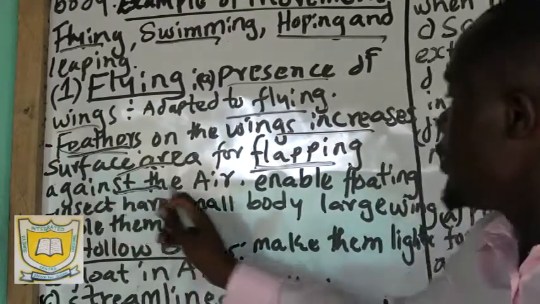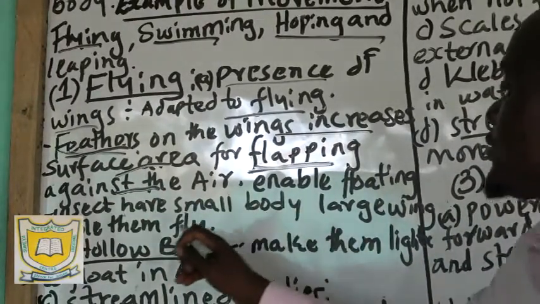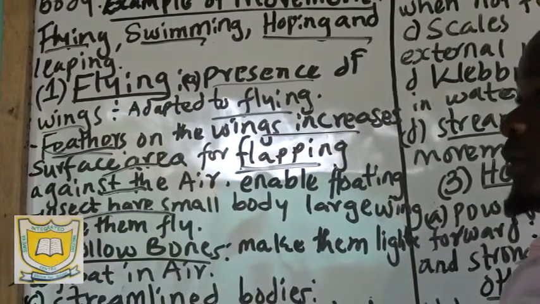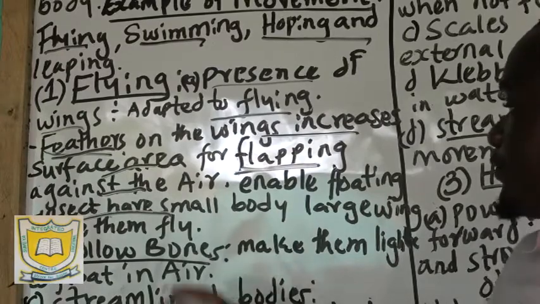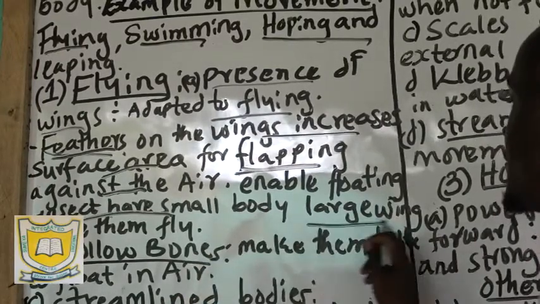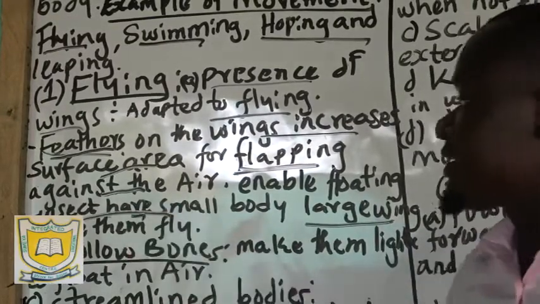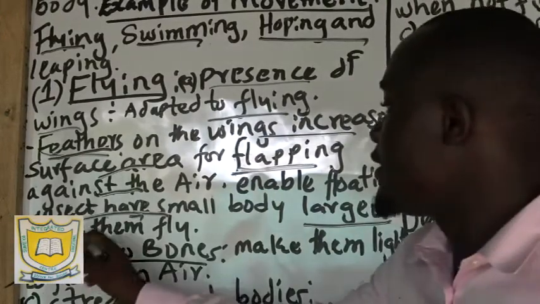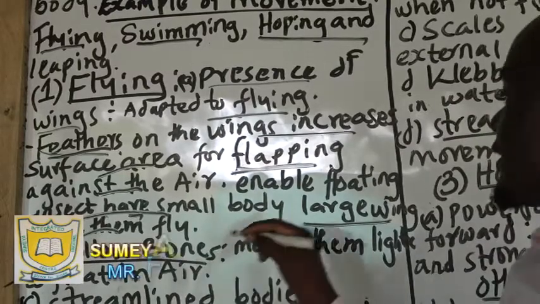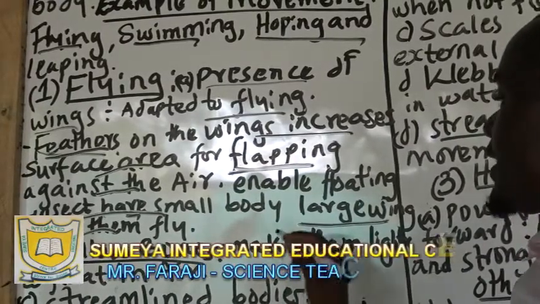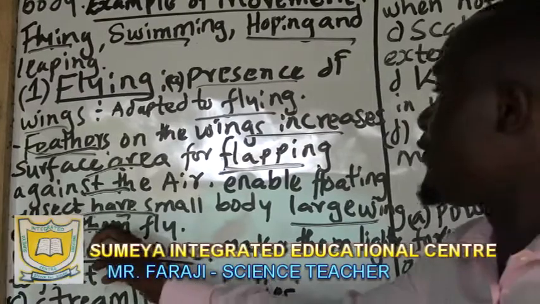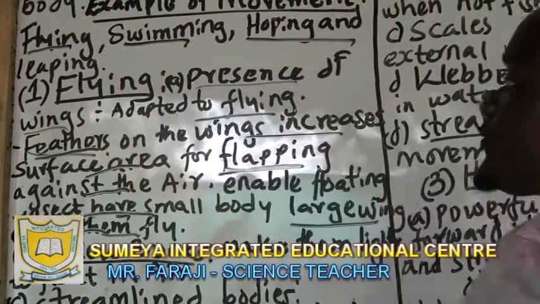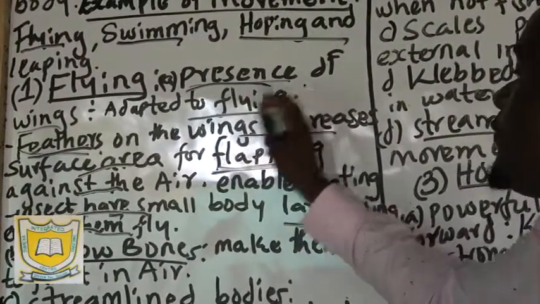Also, we talk of insects having a small body. They have a small body, but when you look at the types of wings, they have very large wings. These wings on the small insects help these insects to fly from one area to another. So if somebody asks you the reason why insects have a small body but very large wings, it is just for flying. That's the first adaptation of animals for flying, the presence of wings.